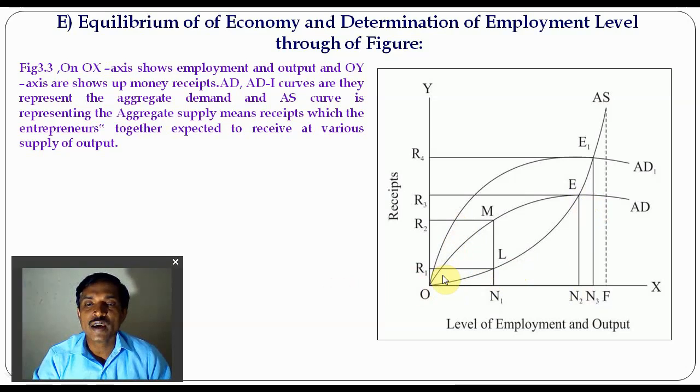Again the expectation is more, so there is more demand and an increase in aggregate supply also. E1 is the next equilibrium point, and at that time ON3 is the production and employment level, and the economy reaches the E1 point. OF is the full employment level. Before the full employment level, point E or E1 is the equilibrium of the economy according to Keynes. So the economy is in equilibrium before full employment, at underemployment, according to Keynes.